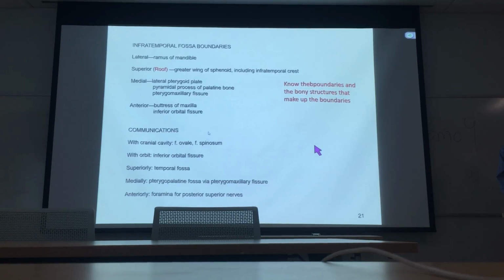The other thing is, again, this is an important slide. Know what the infratemporal fossa communicates to. You can think of it almost by directionality. Superiorly, it connects to the cranial cavity via foramen ovale and spinosum. Anteriorly, it goes to the orbit through the inferior orbital fissure. Superiorly, by a different route, it goes to the temporal fossa. Medially, it goes to the pterygopalatine fossa through the pterygomaxillary fissure.